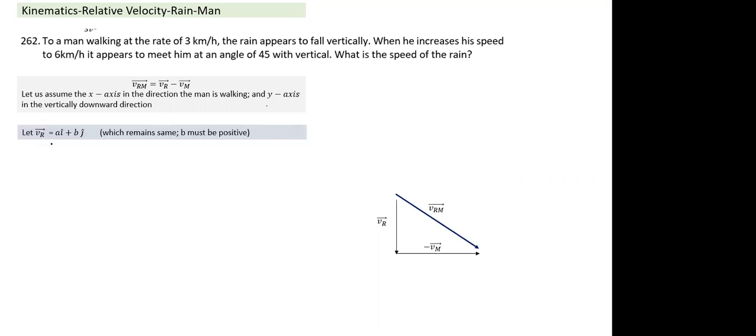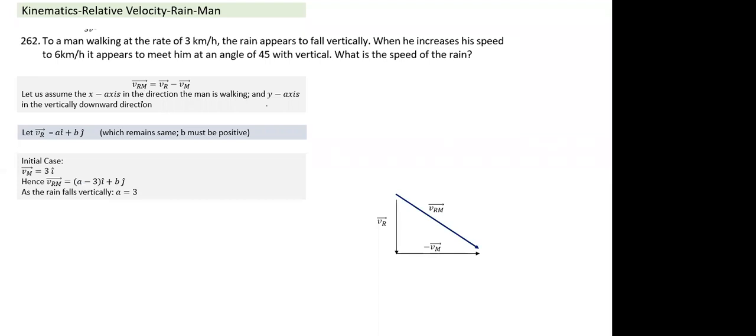Okay. So what is rain velocity? We don't know. It will have a component along x direction as well as y direction. So we assume the rain velocity to be a i cap plus b j cap. Whenever we have to assume any vector, we have to take both the components, unless we know for sure it doesn't have any component in a particular direction. In this case, since we have taken y-axis to be vertically downward, b must always be positive. Rain cannot be falling upwards in the ground frame, right? So this is what the case is.